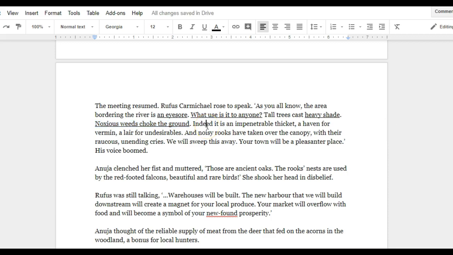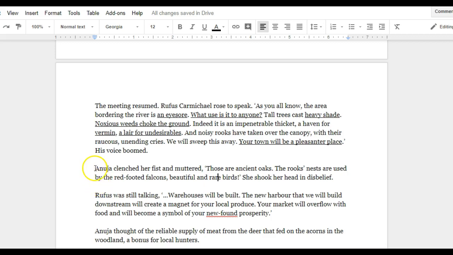Indeed, it's an impenetrable thicket, a haven for vermin. You know, we don't like rats. A lair for undesirables. Nobody wants undesirables, do they? And noisy rooks, how very dare they, have taken over the canopy with their raucous, unending cries. We'll sweep this away. Your town will be a pleasanter place. So if I were on the fence, I'm starting to think, oh, this sounds interesting. But Anuja doesn't. She clenched her fist and muttered. Those are ancient oaks. The rook's nests are used by the red-footed falcons, beautiful and rare birds. She shook her head in disbelief.